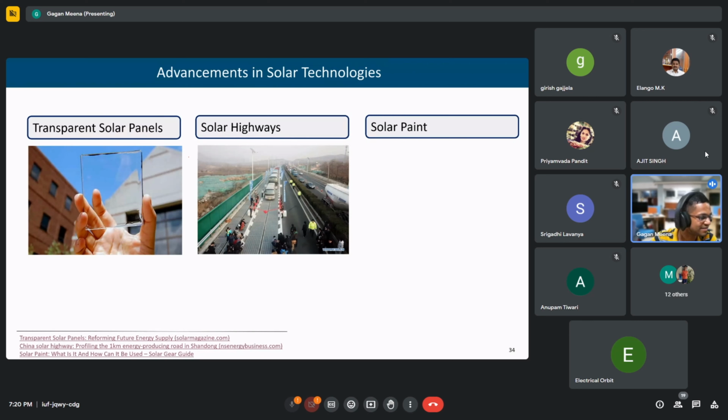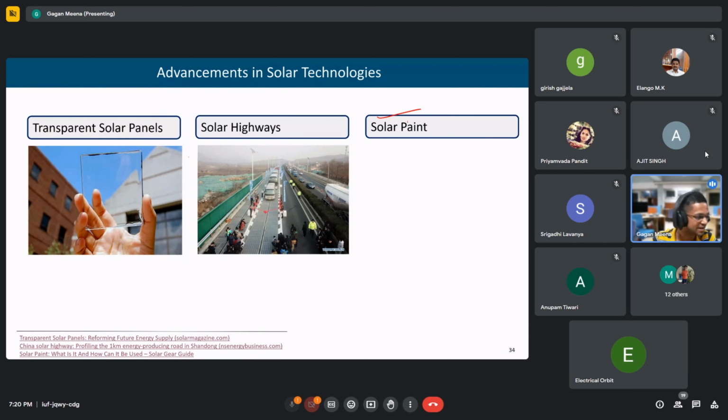It will take a few years for deployment. Cost is really very high, especially for transparent solar panels. Even solar highways, compared to normal highways, are very expensive.